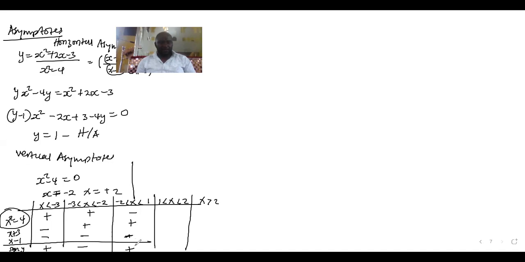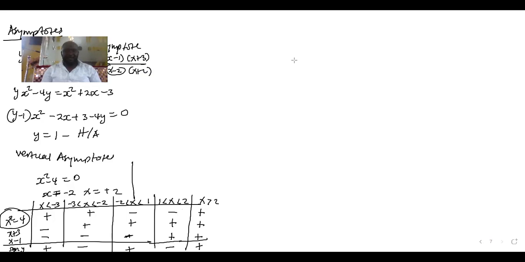You get a positivity. Between 1 and 2, positive 1.5 will give us a negative, a positive, a positive, resulting in a negative. Lastly, beyond 2, positivity, positivity, positivity, positivity. So having confirmed these signs, I don't know what economics will say today.